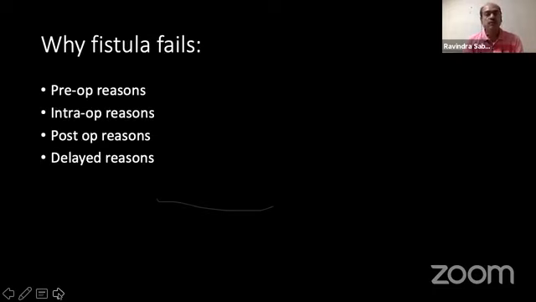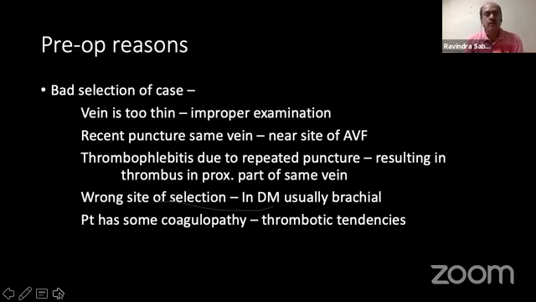So why fistula fails basically is there are many reasons why fistula fails. There are certain preoperative reasons, there are certain intraoperative reasons, there are certain postoperative reasons, and there are certain delayed problems which can occur, and therefore the fistula can fail. So let us see one by one what are these reasons.